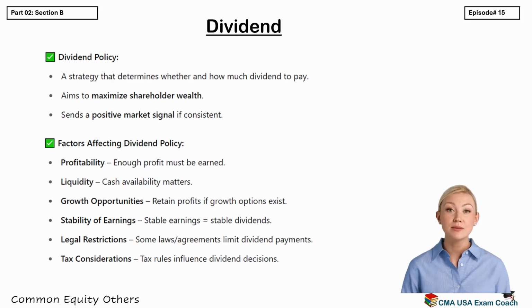Fourth, earnings stability. Companies with steady earnings tend to maintain stable dividends. Fifth, legal and contractual restrictions. Laws and loan agreements might limit dividend payments. And sixth, tax considerations. The taxation system in a country may affect whether dividends are preferred over capital gains. So to sum it up, dividends are a key part of shareholder return. The decision to distribute them is not just financial, but strategic and aligned with the company's long-term vision.